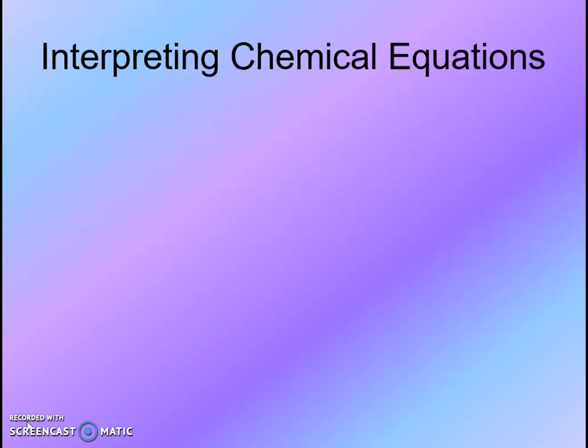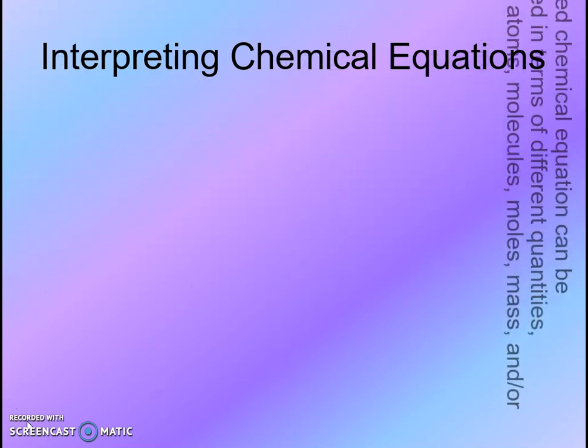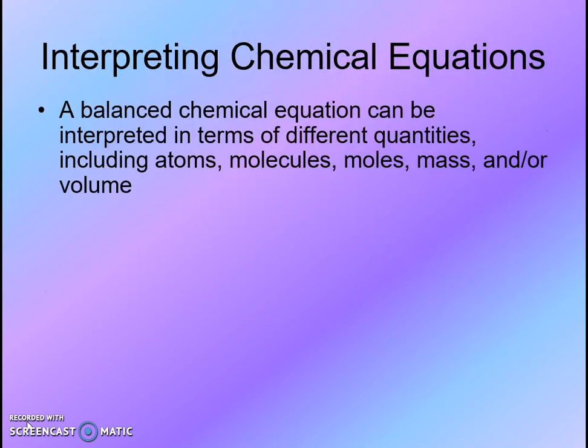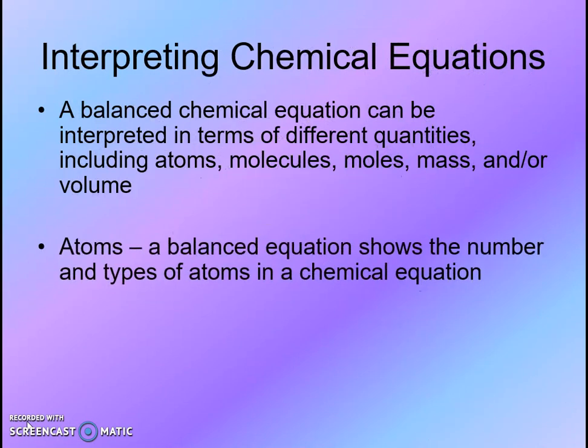So within a chemical equation, we can look at it, again, both microscopically and macroscopically. I can look at the different quantities of whether it be atoms, molecules, moles, mass, or volume, depending on what the substances are that are involved. So atoms, as we know, when we balance equations, the number of atoms of each element that go in have to equal the same amount of atoms of each element that are produced.